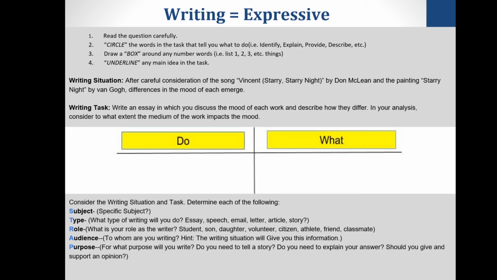After careful consideration of the song, Vincent's Starry, Starry Night by Don McLean and the painting Starry Night by Van Gogh, differences in the mood of each emerge. Write an essay in which you discuss the mood of each work and describe how they differ. In your analysis, consider to what extent the medium of the work impacts the mood. And so that was their prompt.